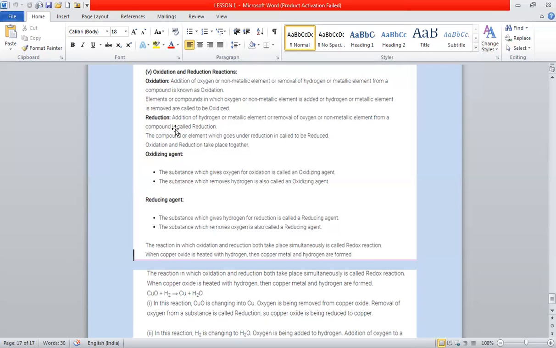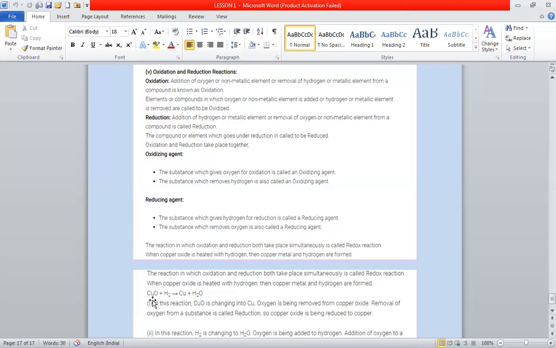The reaction in which oxidation and reduction both take place simultaneously is termed a redox reaction. What is a redox reaction? A reaction in which both oxidation and reduction occur simultaneously is termed a redox reaction. You can see this example, CuO, that is copper oxide, when it reacts with hydrogen H2, Cu plus H2O are formed.